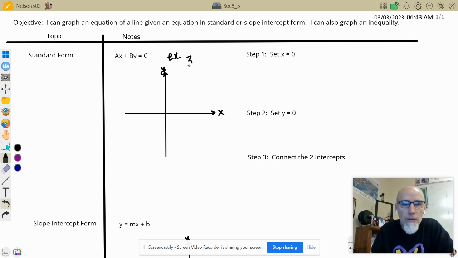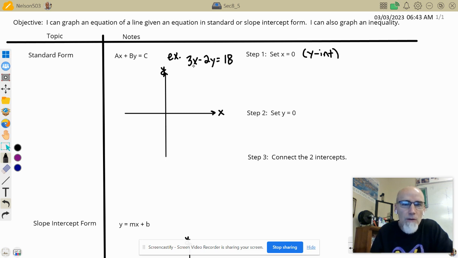So let's say you had 3x minus 2y equals 18. Step one is to set x equals 0. We're going to find the y-intercept by doing this, because if you're on the y-axis, the x is going nowhere. We're not going to the left, we're not going to the right, we're just going up or down along the y-axis, right? So we're finding the y-intercept.